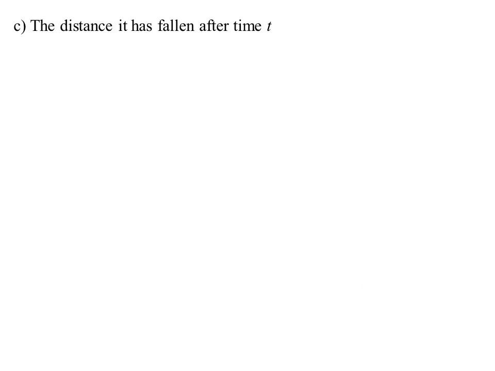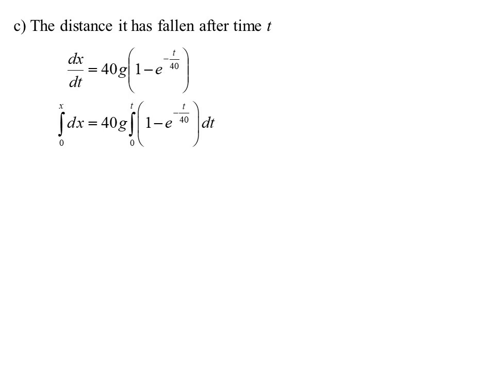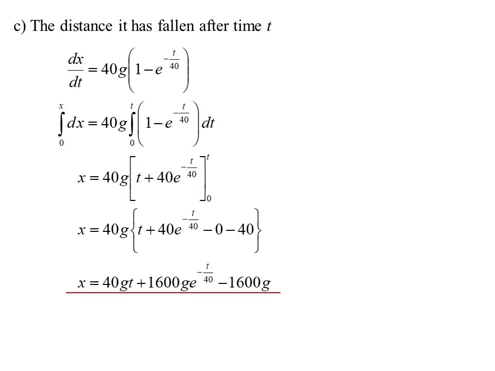Right, how far has it fallen after time t? Okay, well, now I'll go back to that velocity equation, but write it as dx/dt. I want to link displacement and time together. Separate our variables, and eventually, here we go. Ooh, lovely. X equals 40gt plus 1600g e to the negative t on 40 minus 1600g.